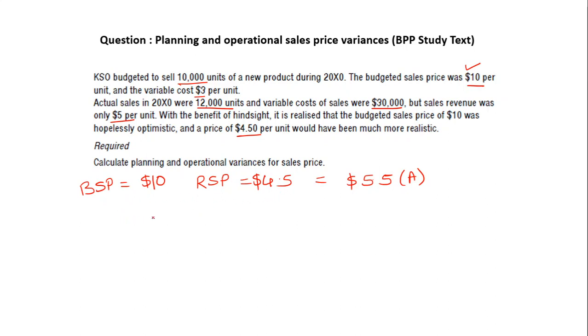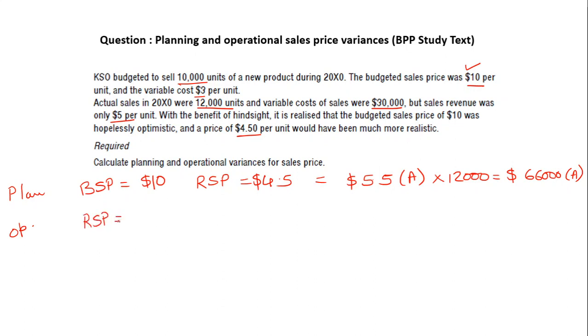Now, just like you were calculating your selling price variance by multiplying it by the actual quantity sold, we will simply say $5.5 per unit into 12,000 units. What we get is a variance of $66,000, and this is going to be adverse. This is your selling price planning variance. Now when we go to operational variance, so let's say this was planning and now we'll go for operational. So operational, remember now we are going to compare what?